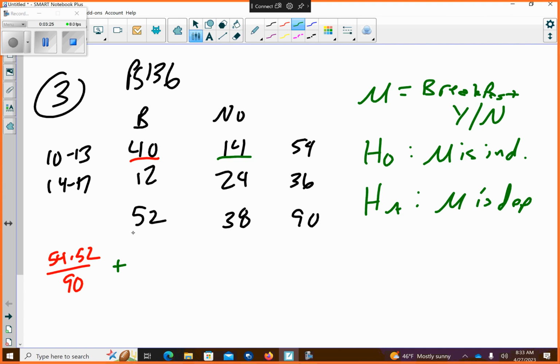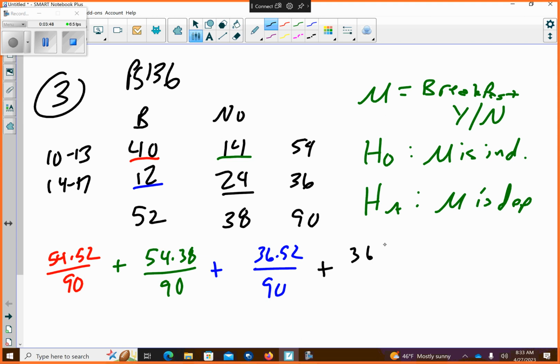Okay, so then I'm going to go 54 times 38 divided by 90. And then if I go to this one, this is just finding me all the expected values. 36 times 52 divided by 90. And then this last one is going to be 36 times 38 divided by 90. All right, so bust out a calculator. I'll make each of these decimals. 54 times 52 divided by 90.